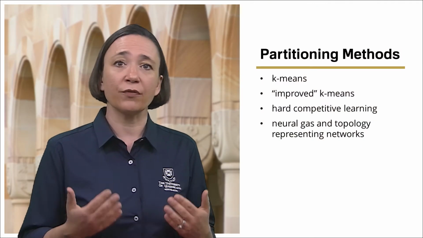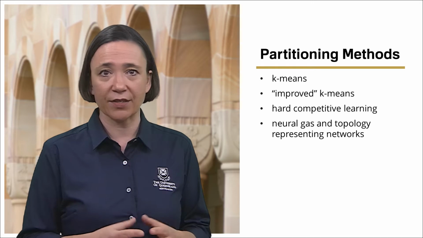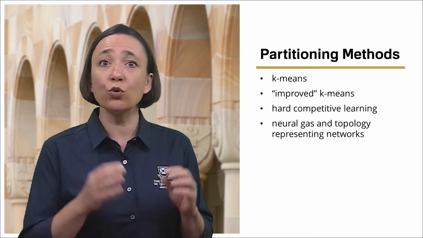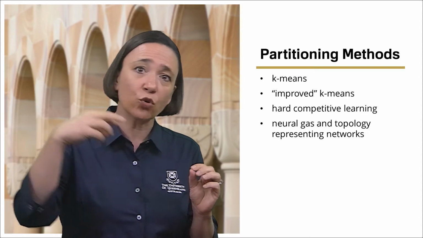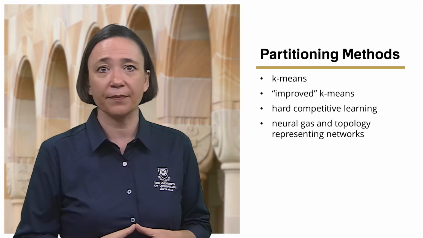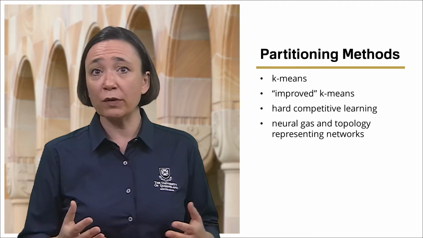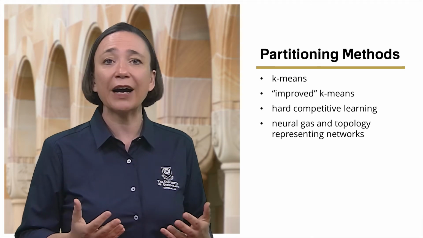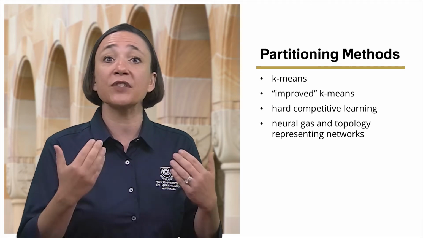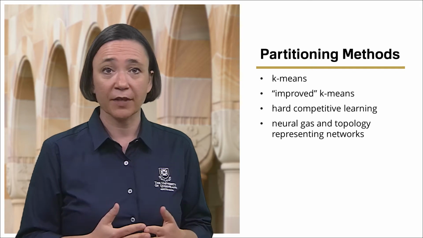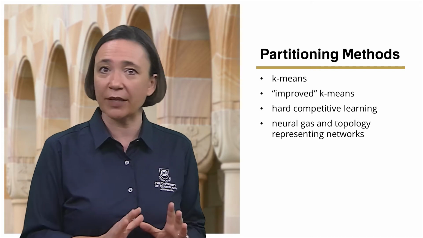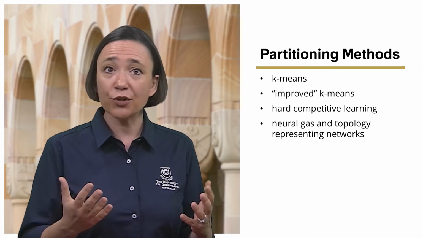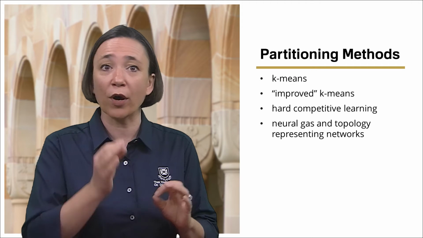Another variation of hard competitive learning is neural gas. Neural gas moves both the closest and the second closest segment representative towards the consumer at every step. Topology representing networks additionally count how often representatives get updated together. They use this information to create a map of segment representatives. The map shows the proximity of segments to one another.